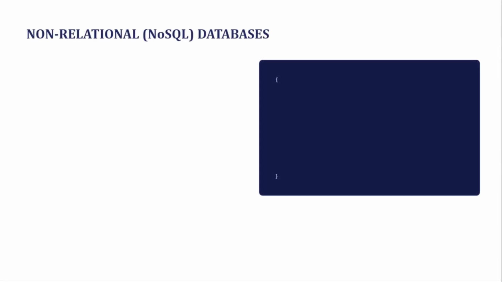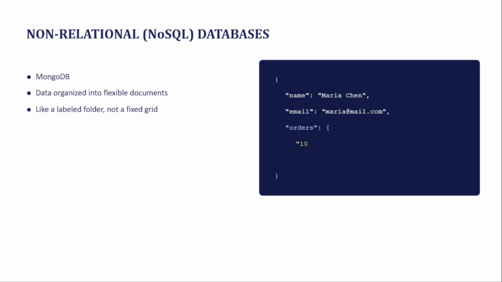Non-relational databases like MongoDB take a different approach, organizing data into flexible documents, a bit like a labeled folder rather than a fixed grid. Each document can hold slightly different information without breaking the structure.